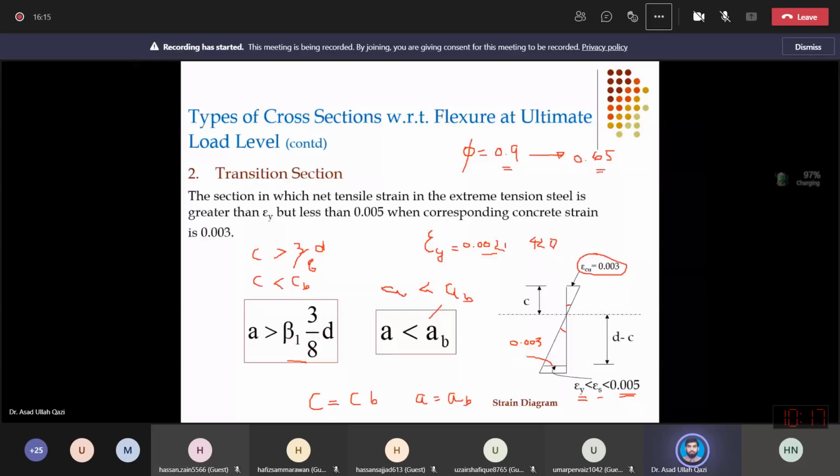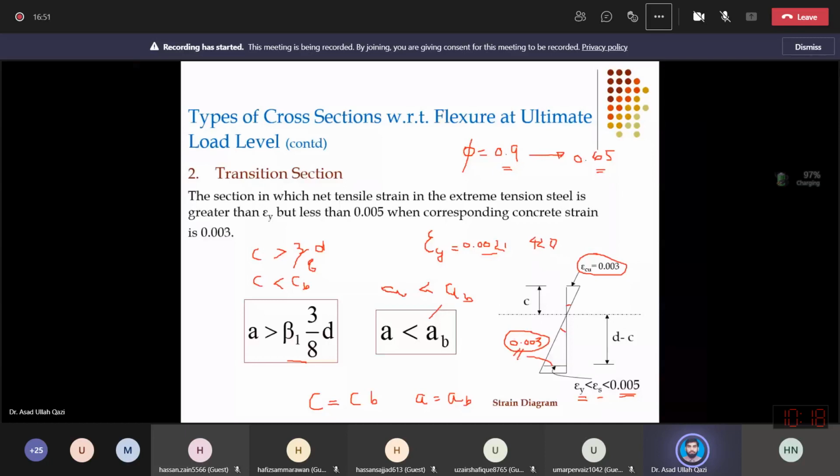But if epsilon s is less than 0.005 but greater than epsilon y, then we need to interpolate the phi between 0.9 and 0.65, using the strain in the steel bars. Linear interpolation will be done to determine the phi value. We are going to discuss on the next slide how we will determine the phi for such transition reinforced cross sections.